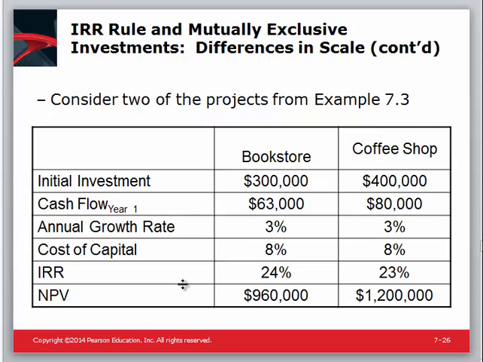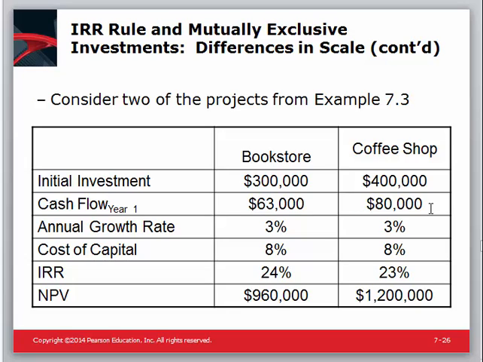So let's look at a couple of projects here and see if we can work our way through some of these questions. The techniques. Initial investments, $300,000 for the bookstore. Cash flow in year one, $63,000. It's $400,000 for the initial investment for the coffee shop. $80,000 is the cash flow in year one. What's the annual growth rate? The annual growth rate is around 3%. What's the cost of capital? It's 8%. Let's calculate the internal rates of return.